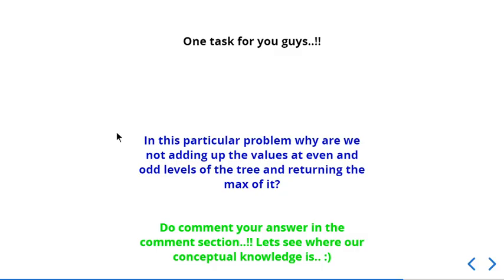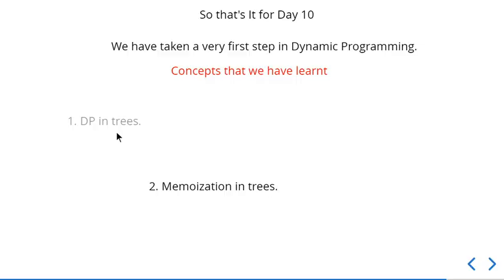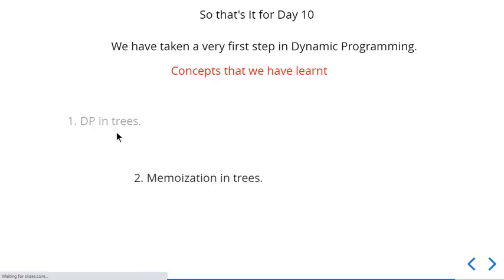Do comment your answer in the comment section, and let's see how the conceptual knowledge is progressing in this DP series. The concepts we have learned today are DP in trees and memoization in trees. We have learned how we can store the results in trees, like in the struct of the tree, we can store a variable and reuse it again and again. That is memoization in trees, and we learned dynamic programming in trees today.